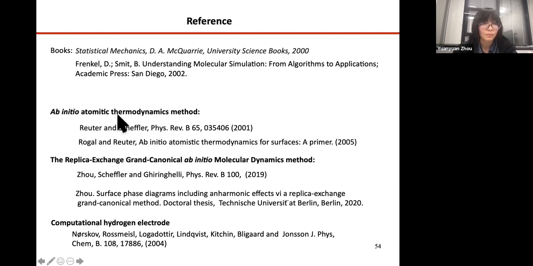And for the ab initio atomic thermodynamic method, I recommend these two, especially this one. I mean, I just graduated with my PhD last year, and for my PhD, I really think that this kind of literature helps a lot to accelerate and help you understand what is going on. And of course, our paper and my thesis explain our method in much more detail, both the theoretical and technical aspects. And for the CHE model, this paper is recommended.